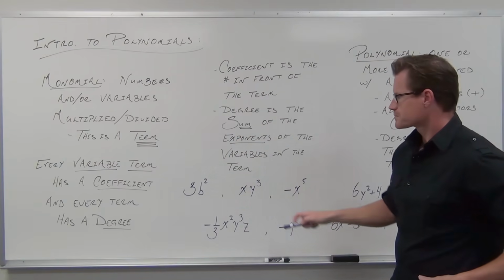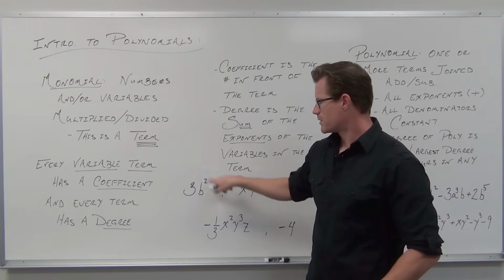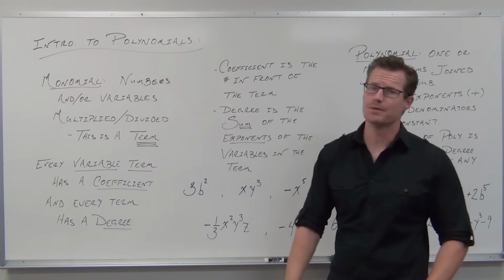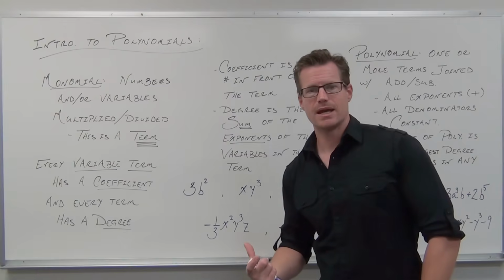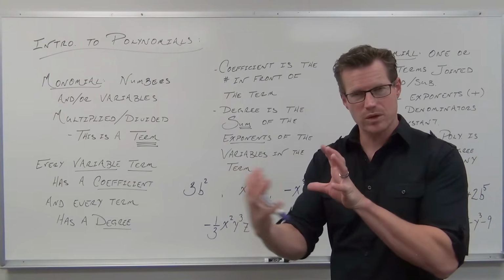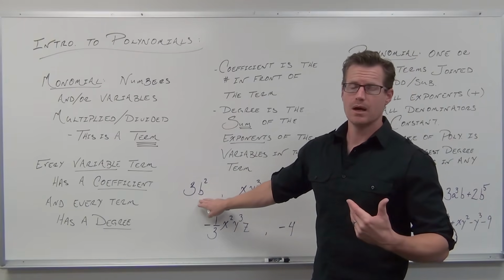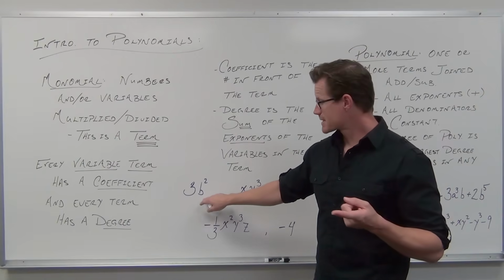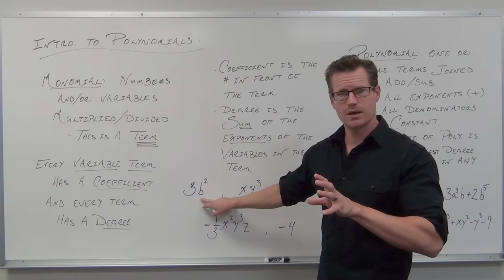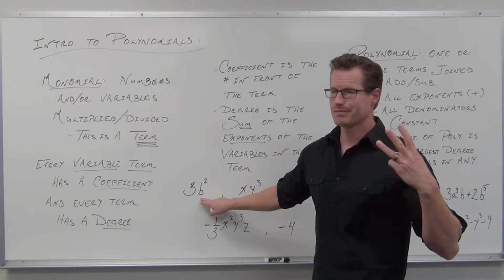So let's look at this. We've got 3b squared. That's a number with some variables, and they're connected through multiplication. If we talk about this as being a monomial, that just means a single term, some stuff joined together with multiplication and or division. That is one term. It's also a variable term because it's got a variable in it. Every variable term has a coefficient. The number in front of this variable term right now is 3, so the coefficient here is just 3.